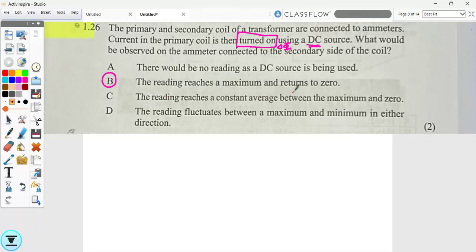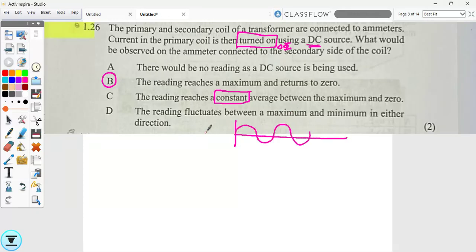The reading reaches a constant average. No. Constant doesn't work. And then the reading fluctuates between a maximum and minimum. No. So the fluctuating one would be if you have AC, which is what we should have for a transformer. But we don't have AC. So because we don't have AC, we cannot have fluctuating. So when they say fluctuating, this is the one that people are used to seeing. So this is what they are looking for.